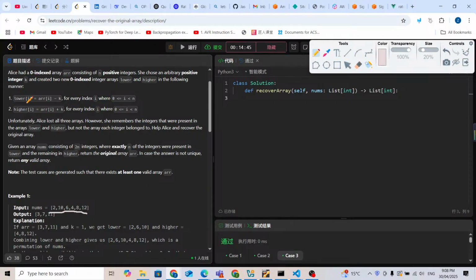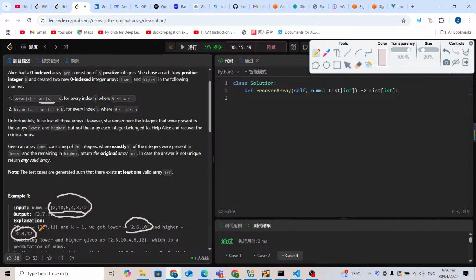So the original array is getting by the array I. So by using the original array I minus k and array I plus k, we can get the lower and higher array. So this nums array is composed of the lower and higher array. We just need to find the original array. So this is a combination of the lower and higher array. So first of all, we need to find which is the lower array and which is the higher array, and then we're going to use the lower and higher array to find the original array.